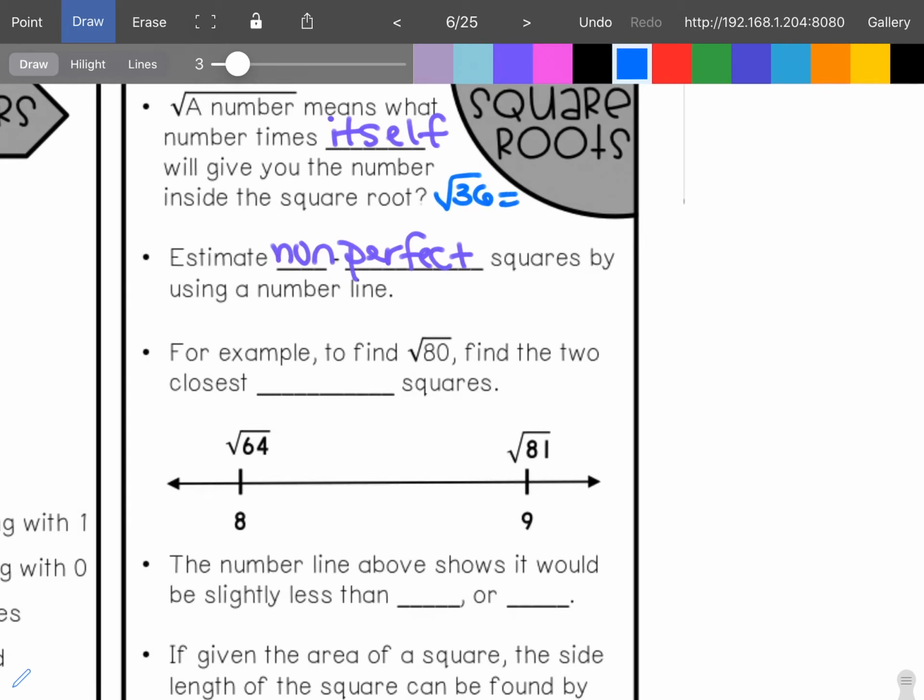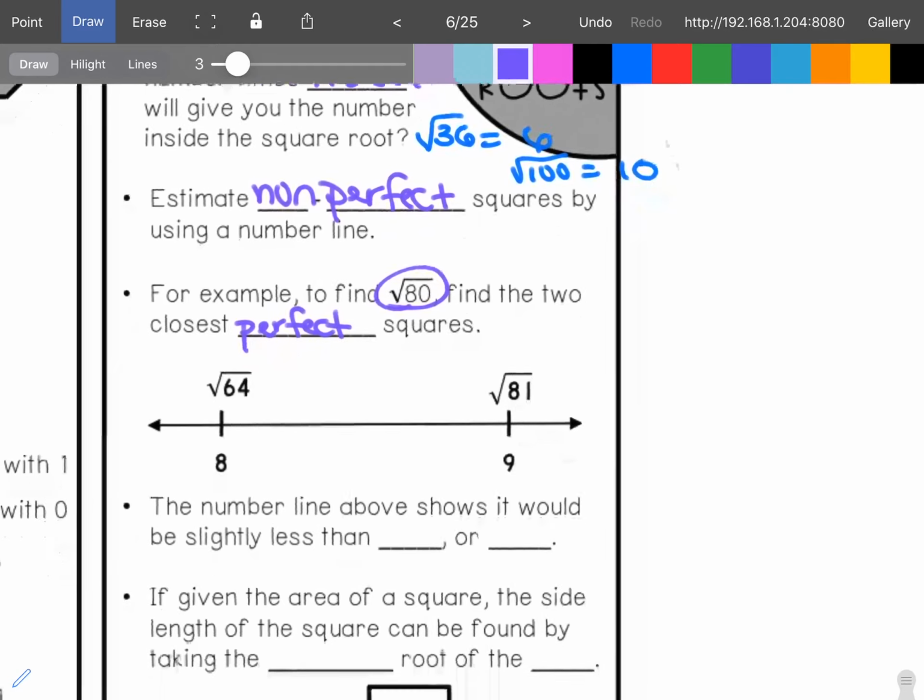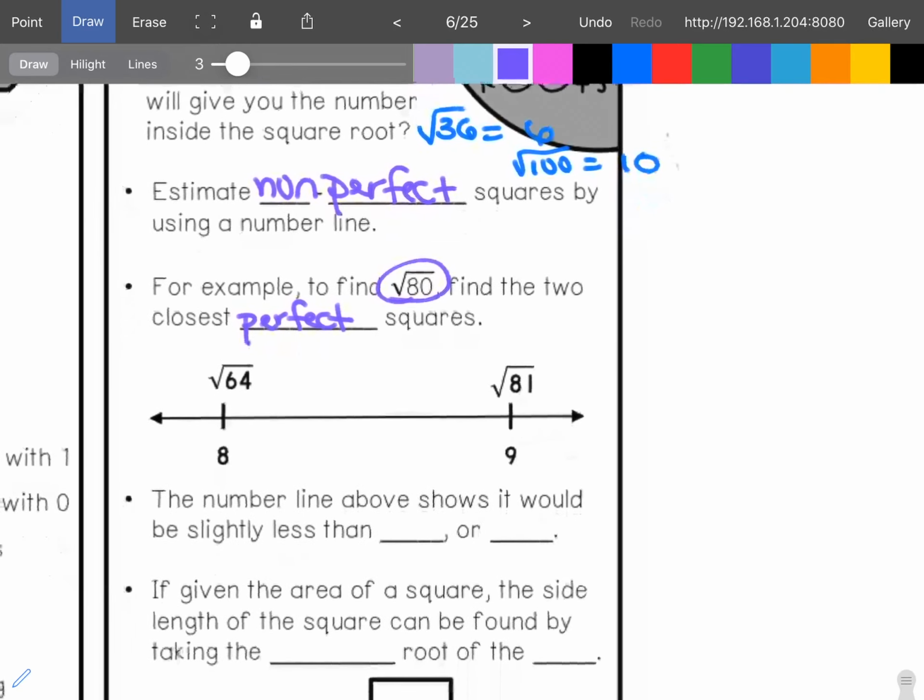Let me go up here real quick. So for example, on this one, the square root of 36 would be 6 because 6 times 6 is 36. Another one might be the square root of 100 would be 10 because 10 times 10 is 100. Well, if, for example, we had something like the square root of 80 that you see here, we don't know a number times itself that's 80. So we have to find the two closest perfect squares that we do know, which would be 8 times 8, which is 64, and 9 times 9, which is 81.